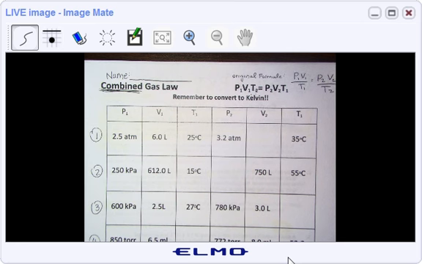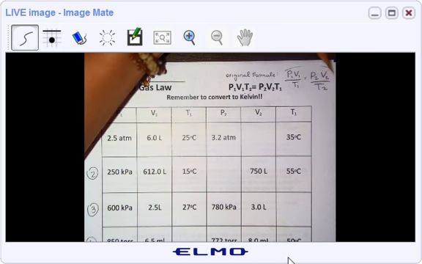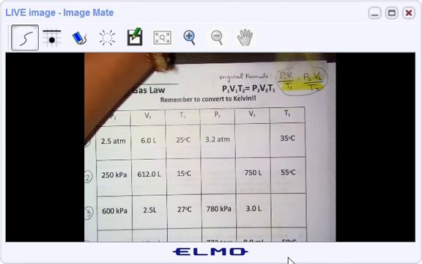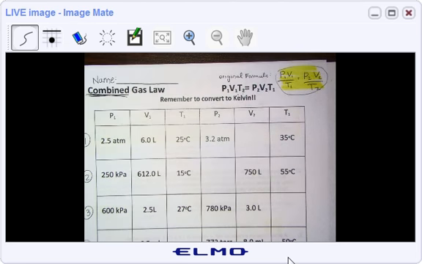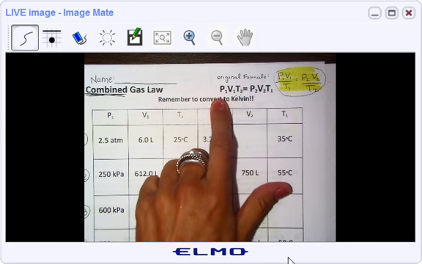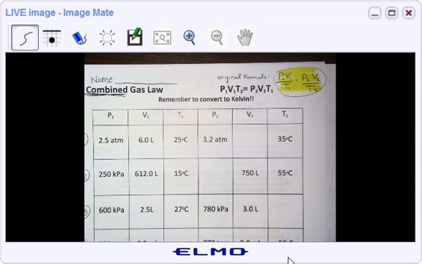Okay, today we're going to be working on the combined gas laws. At the very top of the worksheet, this is the original formula, but we all don't like to work with fractions, so you can go ahead and use this formula right here. Please notice that P1, V1, you expect that to be T1, but it's not, it's T2. Okay, and everything's labeled for you.